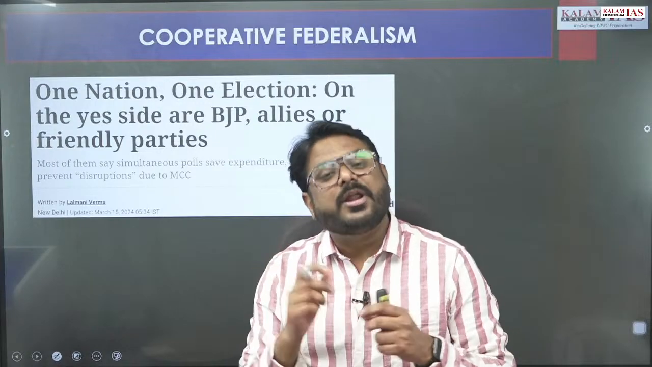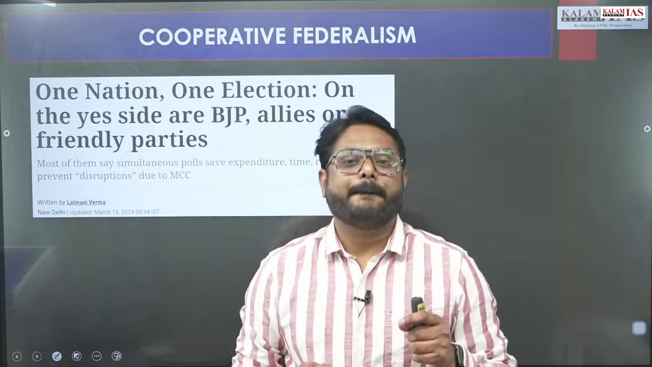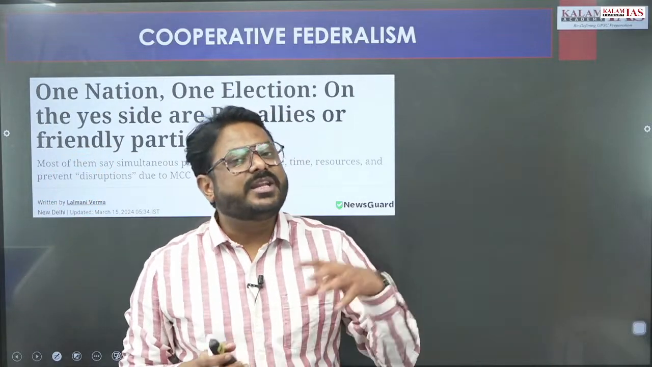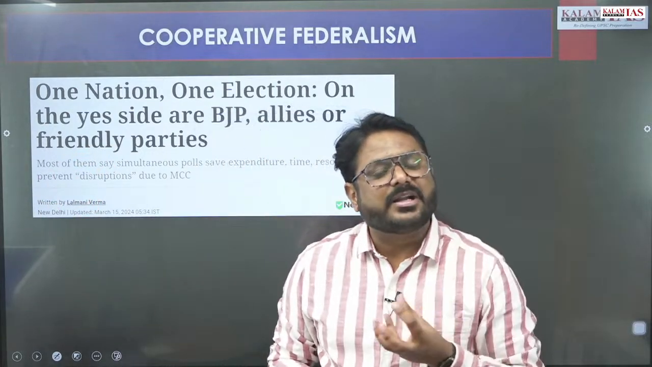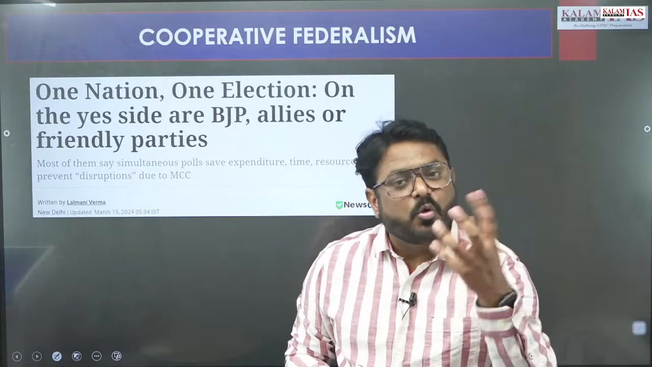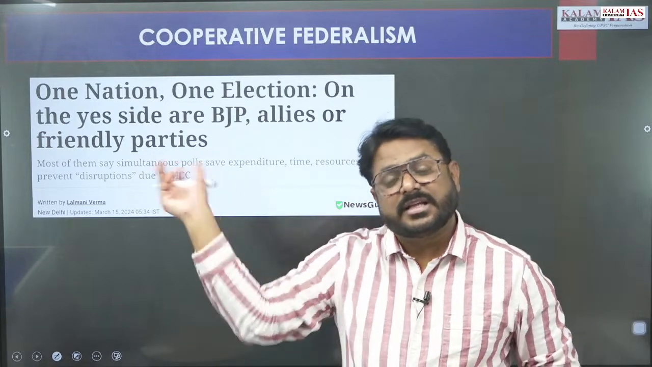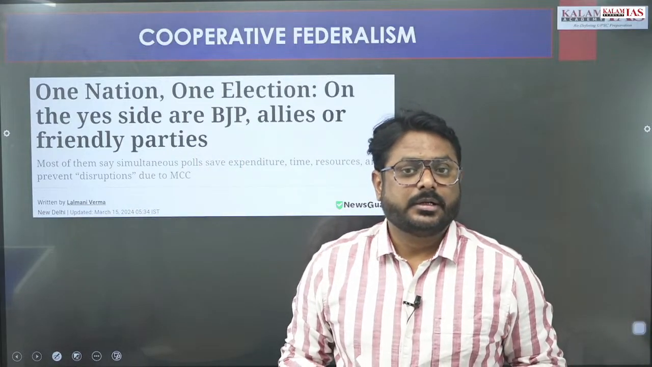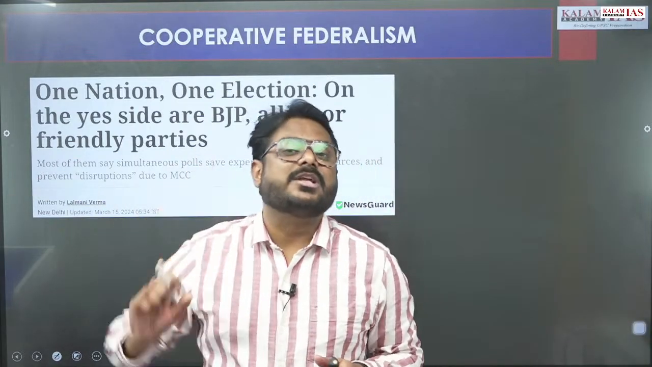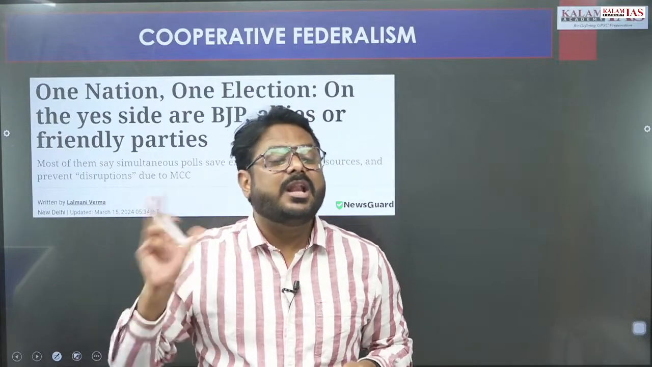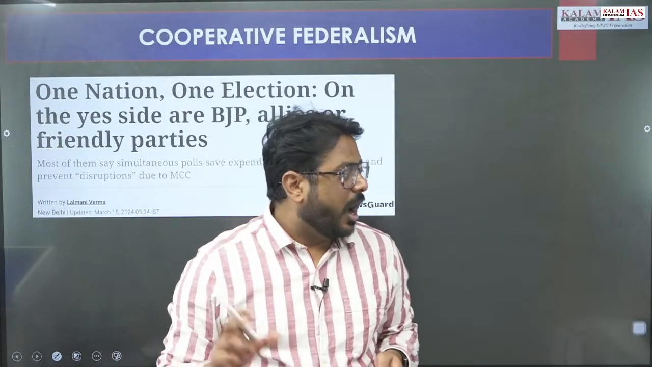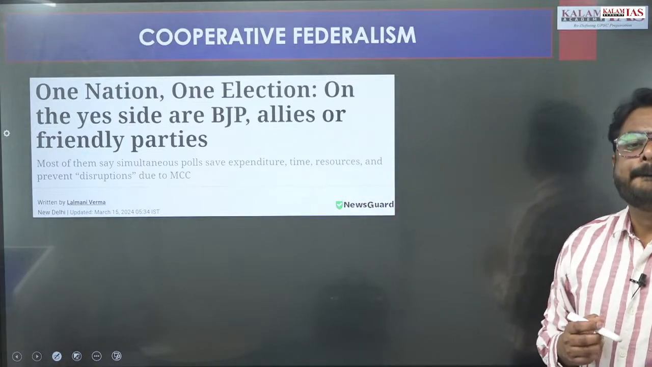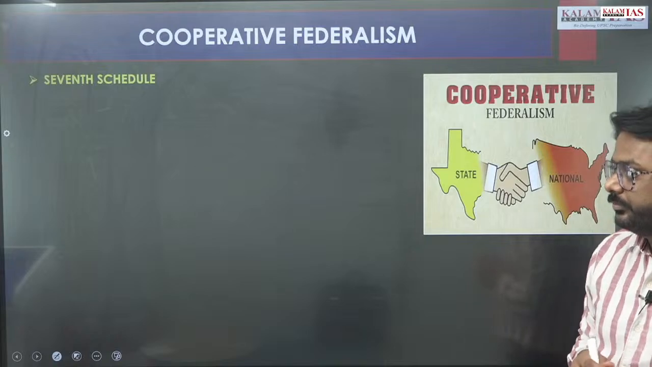The collaboration, the cooperation between the center and the states, because at the states level small parties function at the local level, right. At the central level large party makes the government. So there is need to have collaboration. Cooperative federalism is required. So how does this cooperative federalism happen in the country?